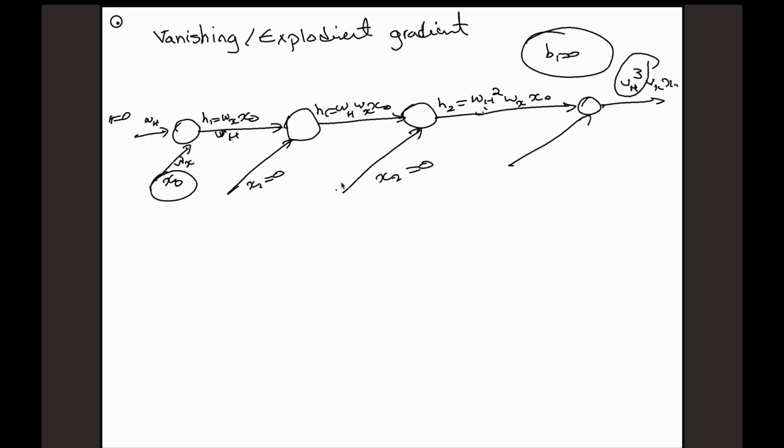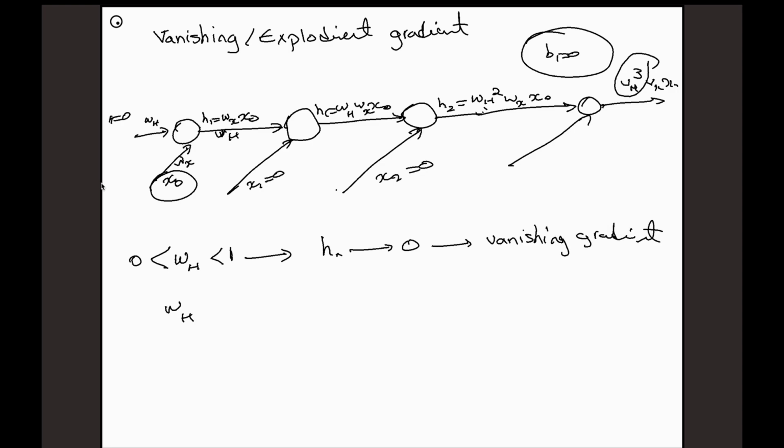And the problem of exponents is, imagine wh was less than 1, somewhere between 0 and 1. And imagine you have rolled it many times, like hundreds of times. Then your h_n will converge to 0, because when you put a number between 0 and 1 to a power, it becomes smaller and smaller. So you will have vanishing gradient problem.